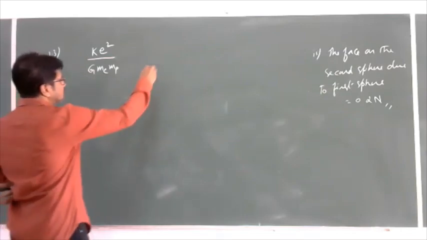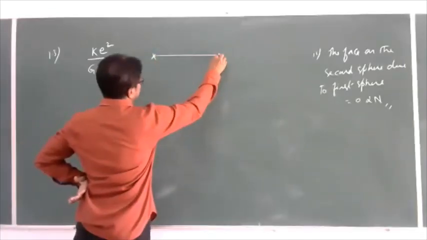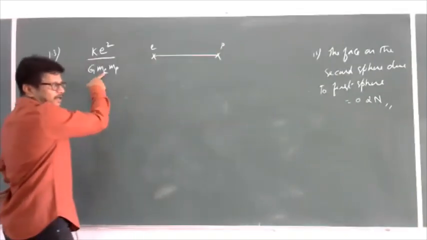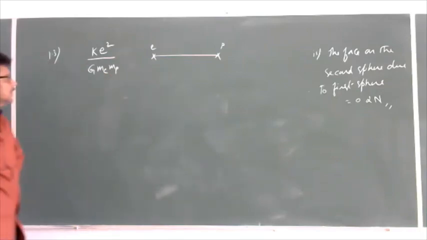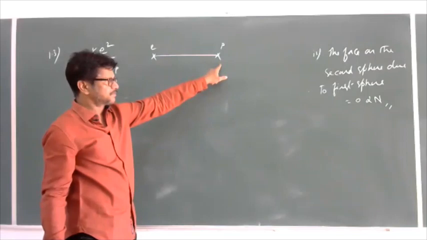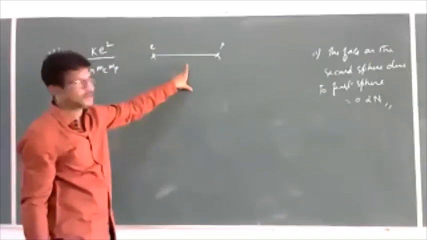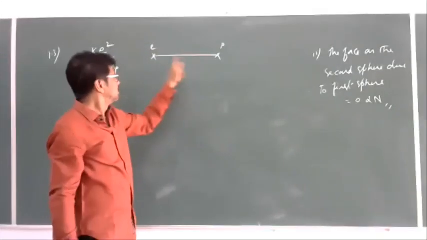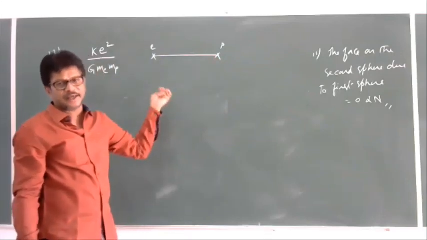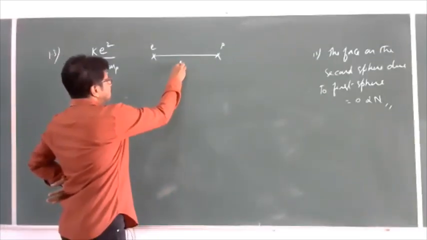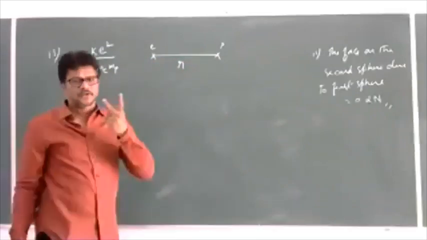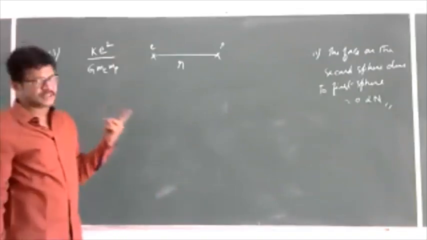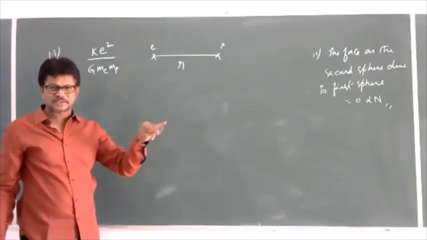For example, I am considering two charged particles, one is an electron and one is a proton. E indicates electron, P indicates proton. Because of their masses, there is a gravitational force. Because of the charges, electron and proton being charged particles, there will be an electrostatic force. Now between these two, electron and proton, two forces will act. One is an electrostatic force because of their charges. The other one is the gravitational force because of their masses.